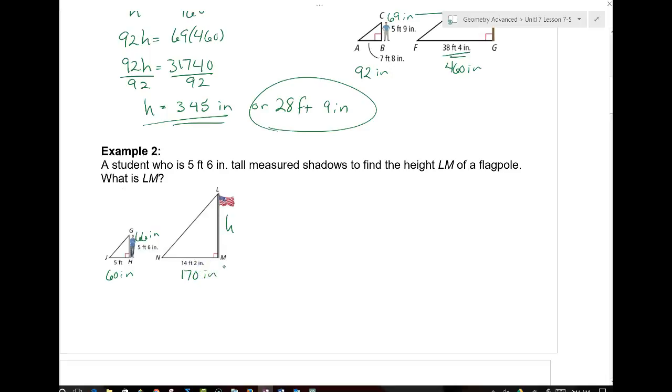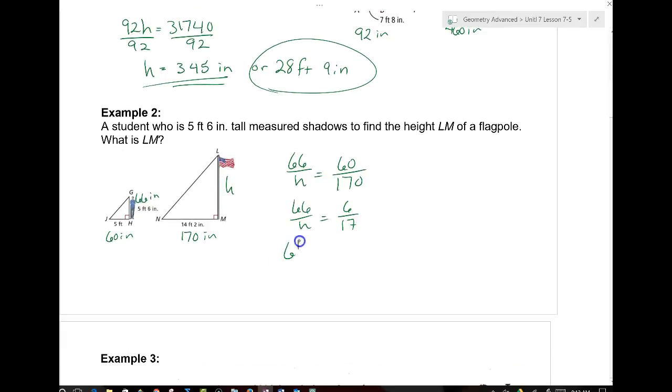All right, guys, someone give me the proportion. What are we going to do? Go for it, Alan. 66 inches over h. Perfect. I like that. And if I really wanted to, could I go 66 over h equals 6 over 17? Can I simplify that out if I wanted to? Yep. All right, guys, cross multiply now. So I get 6 times the height equals 66 times 17. Go ahead and divide both sides by 6. I think it should be 187, but double check me on this. Did you guys get 187 inches?